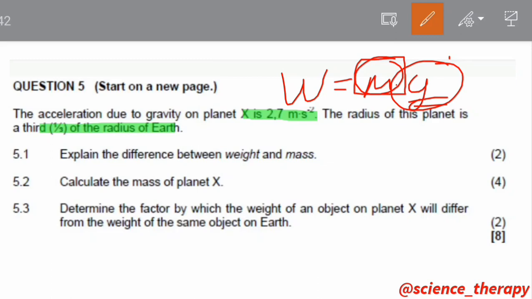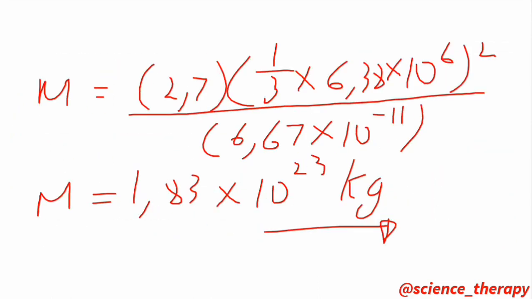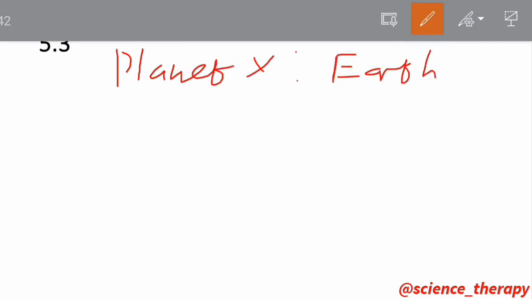So now in planet Earth we have 9.8, but in planet X we have 2.7. So this is what we're going to have. Let's put it like this. Let's say this is planet X and this is Earth, right? So on planet X, what is our gravitational acceleration g? It is 2.7, and then here we have 9.8.